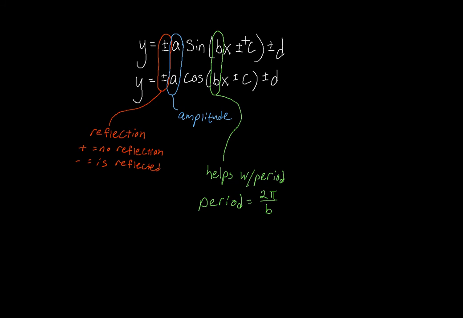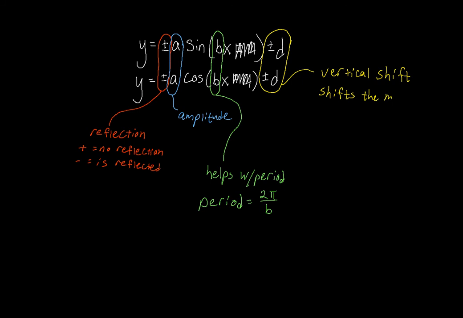This next one is called a phase shift, also known as a horizontal shift. And in our class, we don't have to worry about the phase shift or horizontal shift. So if you came here looking for that, I apologize. It's just not something we're going to end up going over in this video. Which means that the last thing we're going to look at is this right here, and this does include the plus or minus. This here is your vertical shift. And your vertical shift, what it actually does is it shifts your midline.